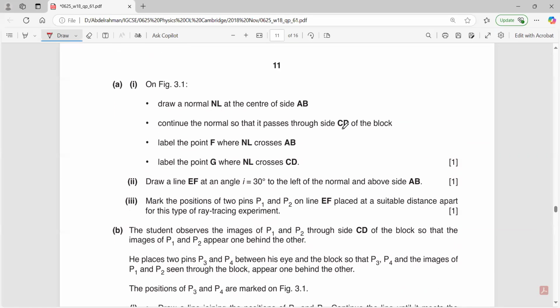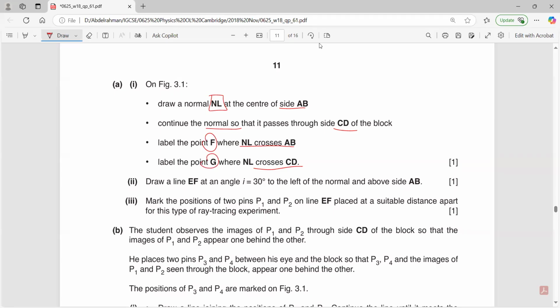For example, on figure 3.1, draw normal NL. I will draw a normal line, NL, at the center of side AB. Continue the normal so that it passes through side CD. I will start from the top, from the center of AB, and draw the normal until it extends beyond side CD. The point at which it crosses AB will be F. The point at which it crosses CD would be called G.